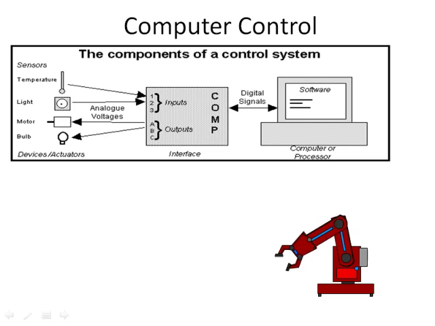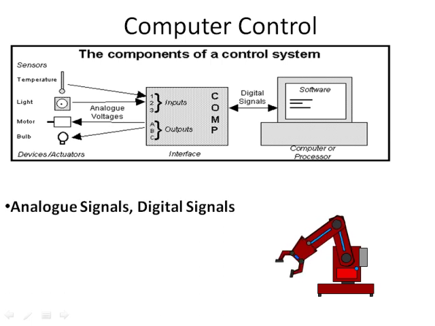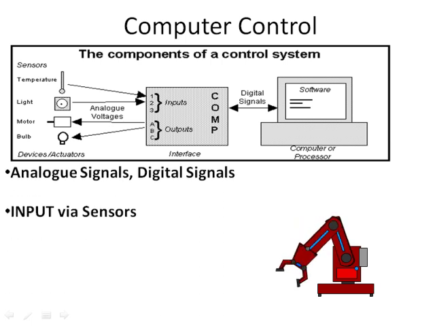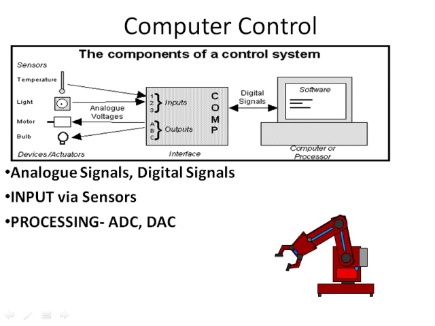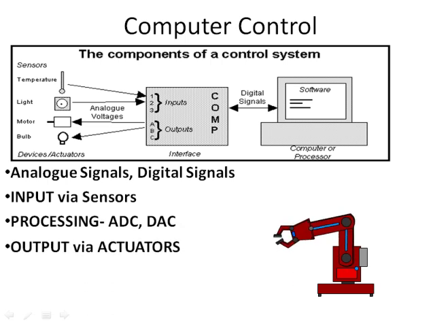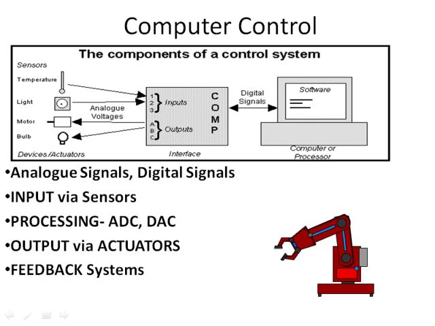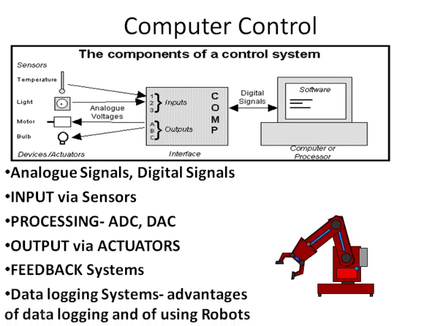So in this lesson today, what we're going to learn about is computer control. We're going to learn about the components that make up a computer system. In particular, we're going to look at sensors. Sensors record analog voltages or analog signals. We're going to look at a computer system which can only understand digital, so we're going to look at analog to digital converters. And we're going to look at the movement that comes out of a computer system called actuators. In addition to this, we're going to look at feedback systems, and we're going to look at data logging systems and the advantages of using computers to log data and the advantages of using robots.